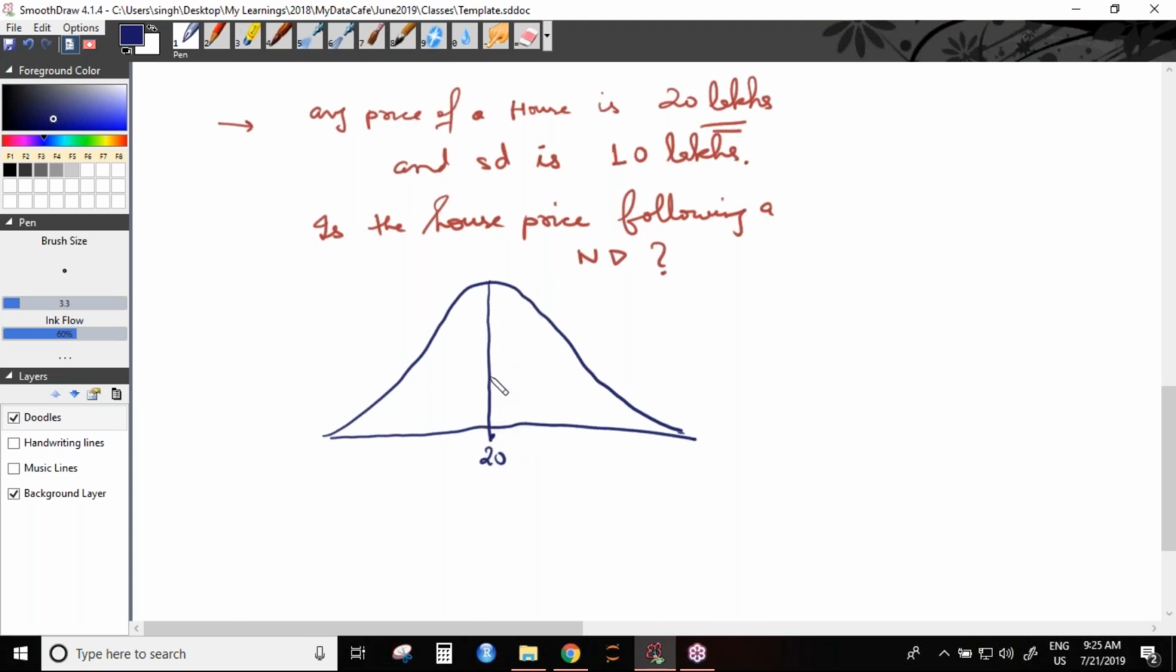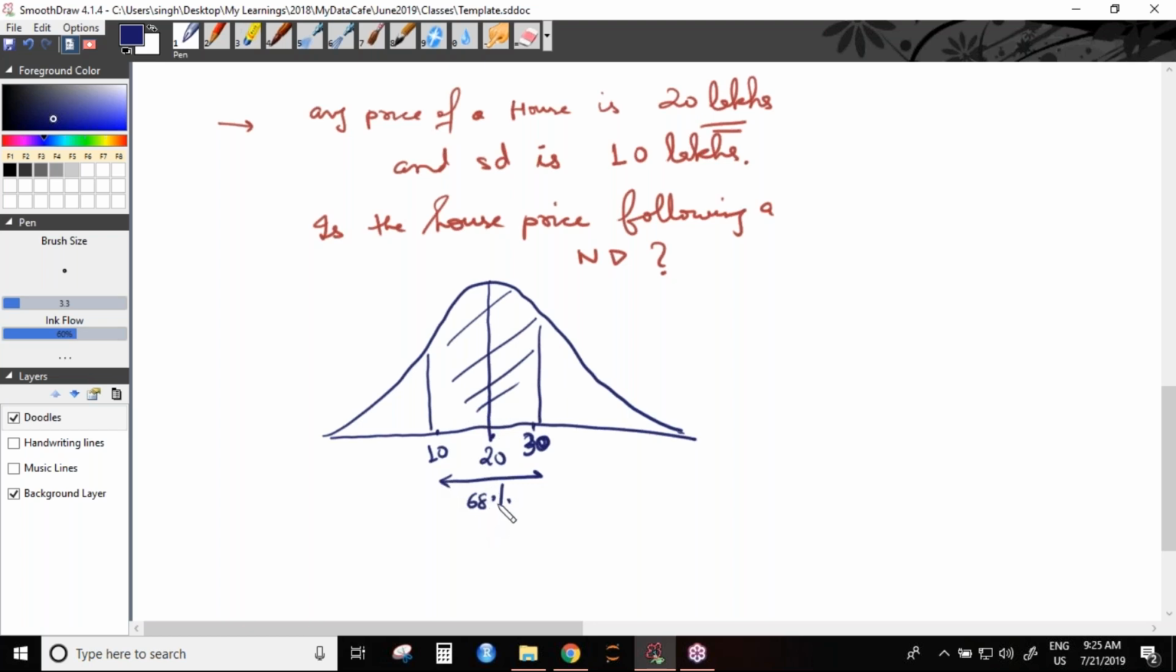I can say that if I go one standard deviation on both sides, I should get 68% of the data, right guys? So one standard deviation on both sides will be 30 here and 10 here, right? So that means within this range I should get 68% of the data.